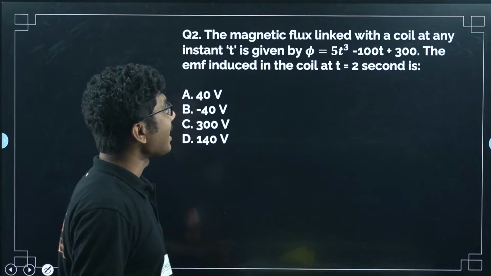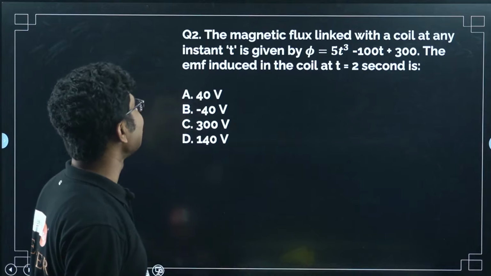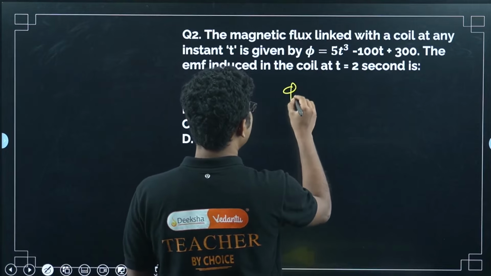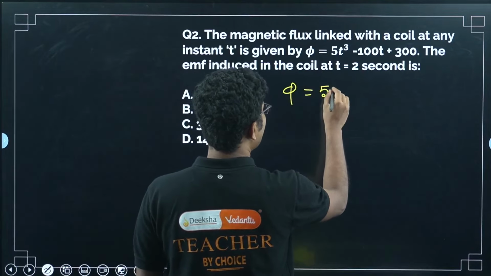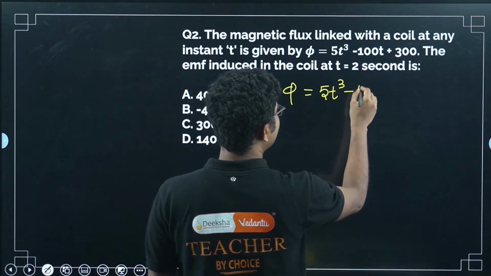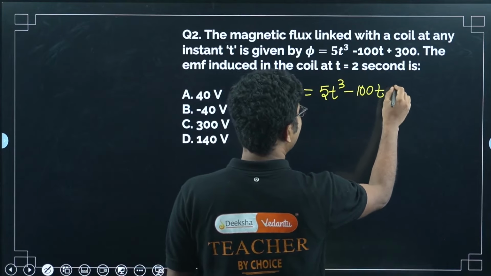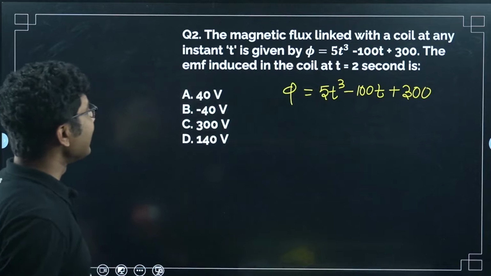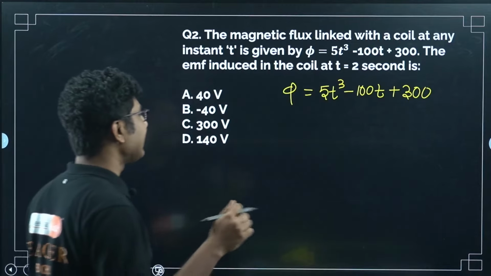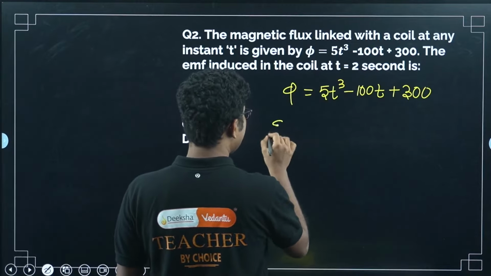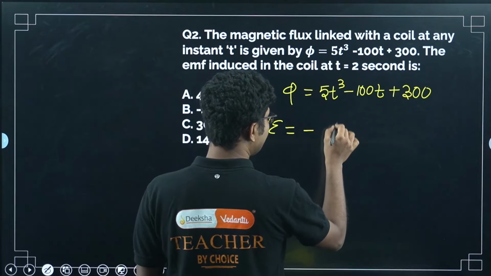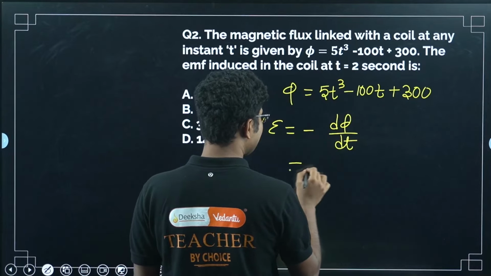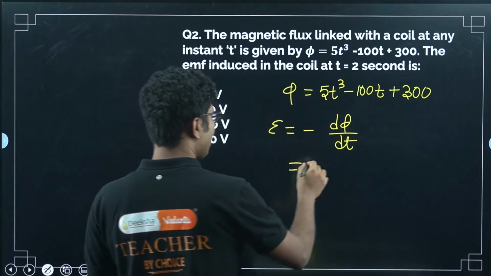A magnetic flux linked with the coil at any instant t is given by phi equals 5t cube minus 100t plus 300. Find the EMF induced in the coil at t equals 2 seconds. So we know that the induced EMF, with magnitude and sign, is given by minus d phi by dt. So we just have to find the derivative of that.